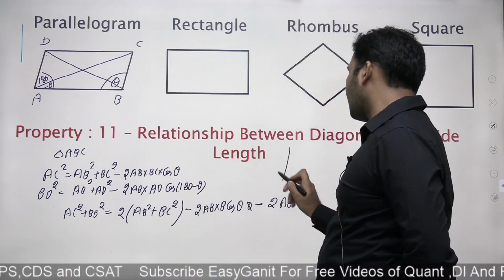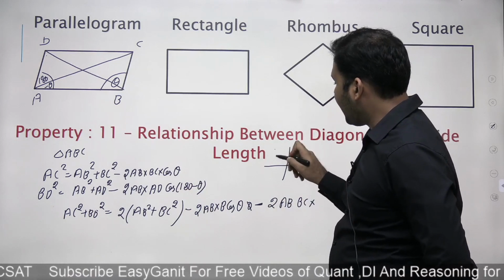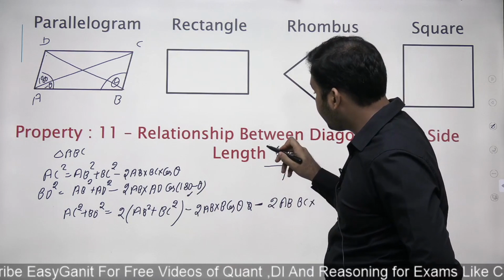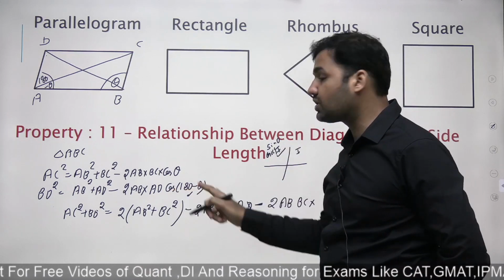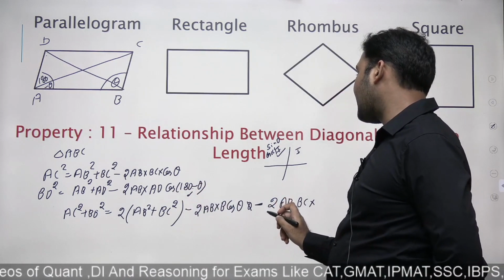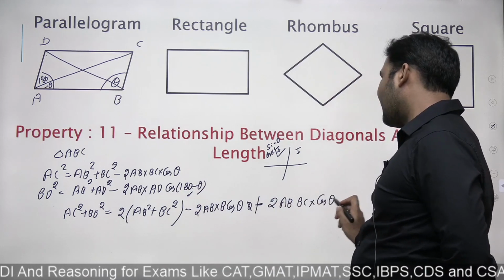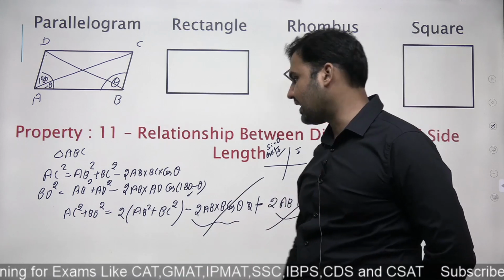You see that you need to know the basics of trigonometry here. This cos 180 minus theta is in the second quadrant. In the second quadrant, only sine and cosecant are positive. Cos theta is negative. So cos 180 minus theta will be written as minus cos theta. So minus and minus will become plus. And now you see that both of these two terms are exactly equal. So this will get cancelled.